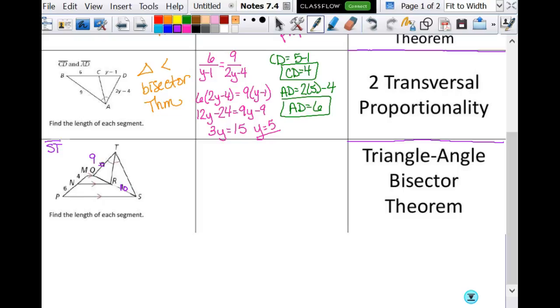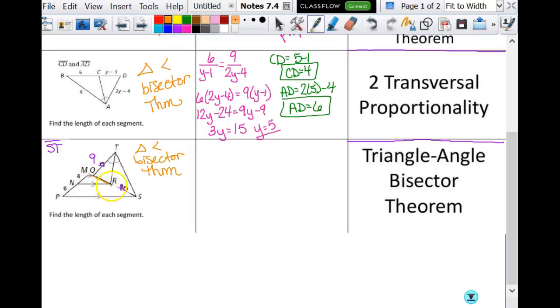Okay, so now let's figure out what we're going to use here. So to find the length of ST, this triangle here looks much like this picture does right here, which means in order to find this, I'm going to need to use the triangle angle bisector theorem. But the problem is I don't know QR yet, so I've got to find QR.